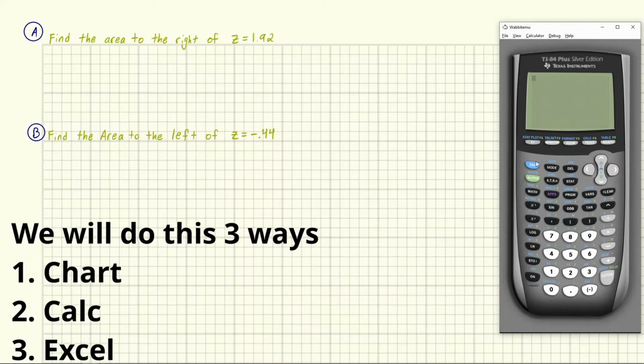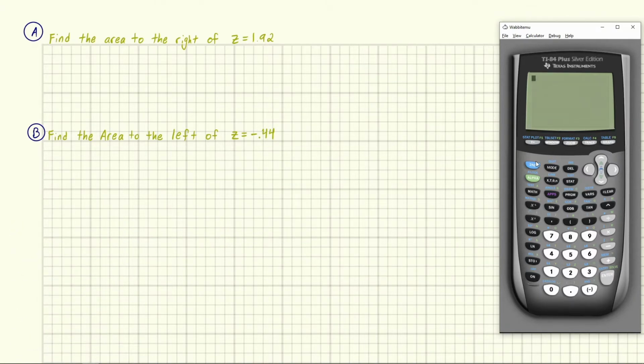Eric Burgess here, and today we have been asked to find the area to the right of z equals 1.92 and the area to the left of z equals negative 0.44. Pretty straightforward stuff if you know a couple facts.